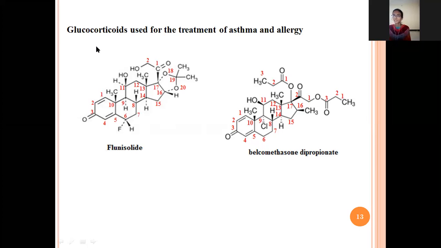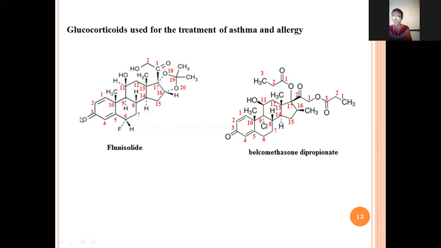So next one, glucocorticoids used for the treatment of asthma and allergy. So in this first one is flunisolide. So if you see the structure, this is the phenanthrene. 3 6-membered ring structure is the phenanthrene, and this is the cyclopentane structure.